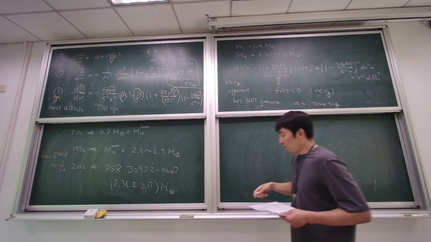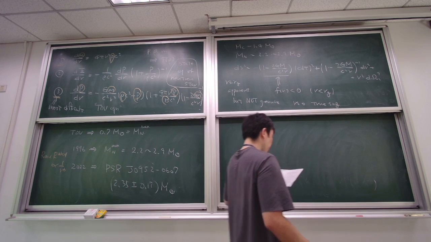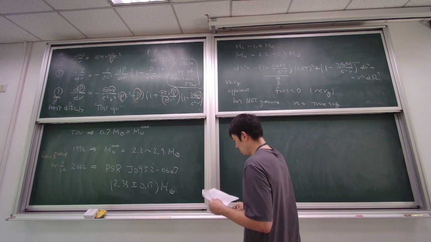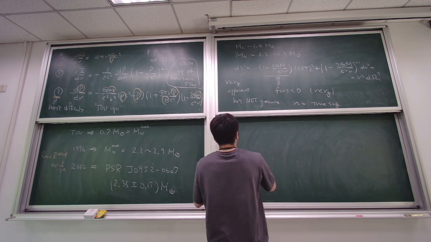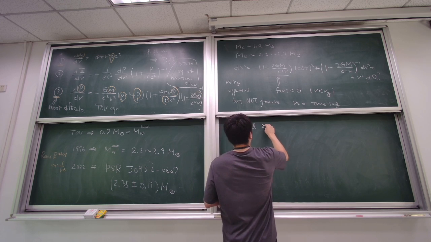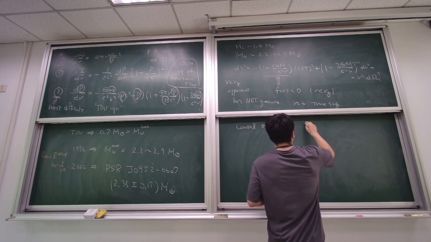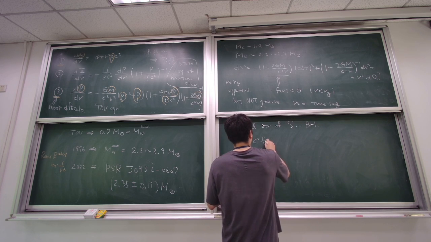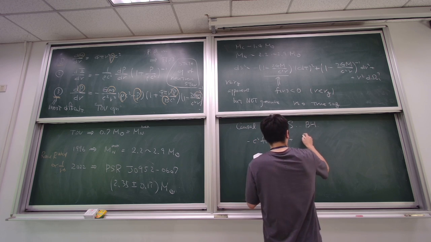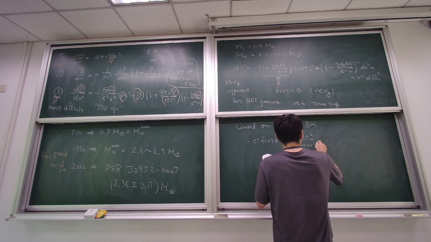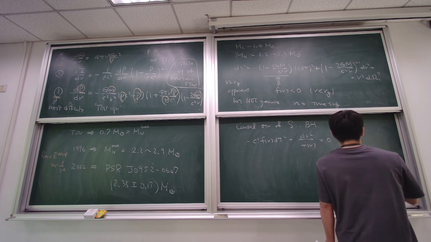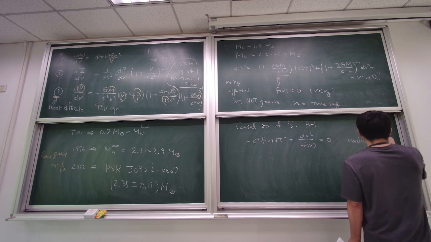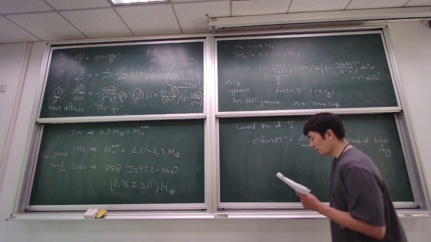Okay, let's analyze a bit more. To analyze the causal structure of the Schwarzschild black hole, let's focus only on the time and the radius components. Let's look at the radial light ray, ds square equal to 0, and solve it.